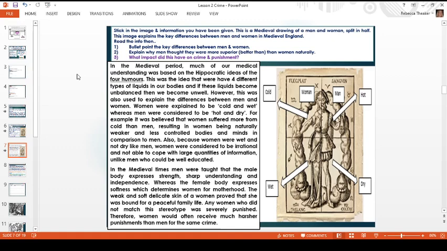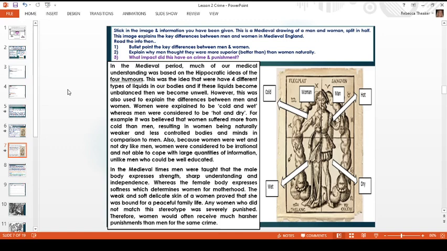So, in the medieval period, much of our medical understanding was based on the Hippocratic ideas of the 4 humours, which is why this image is split into 4 sections. This was the idea that we have 4 different types of liquid in our bodies, and if these liquids become unbalanced, then we become unwell. However, this was also used to explain the differences between men and women. Women were explained to be cold and wet, whereas men were considered to be hot and dry.